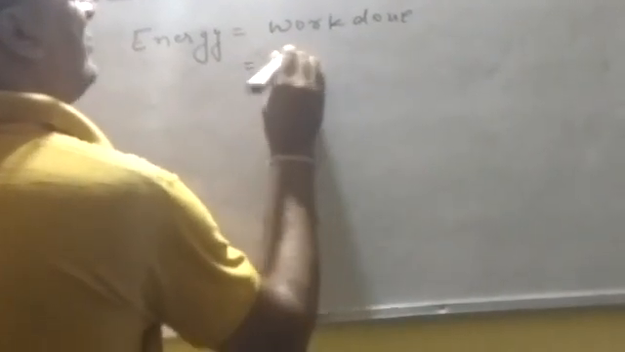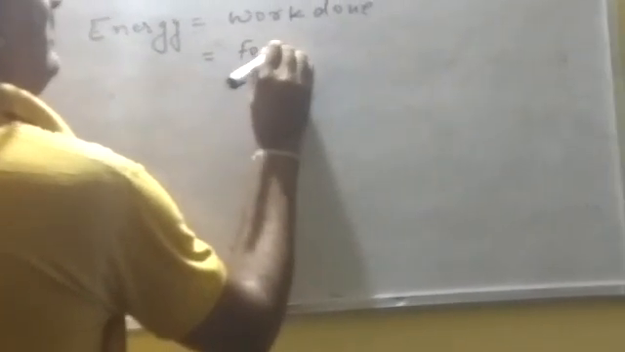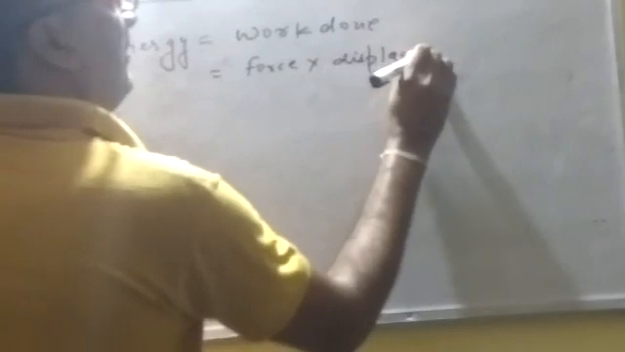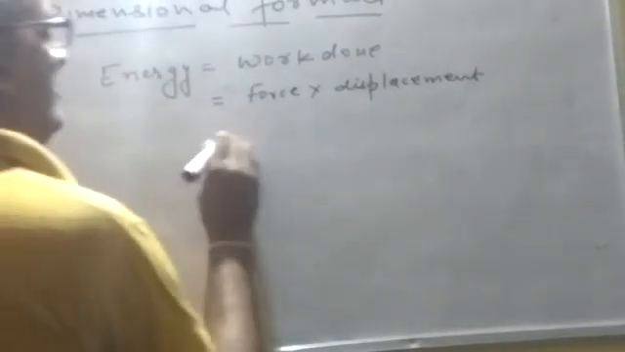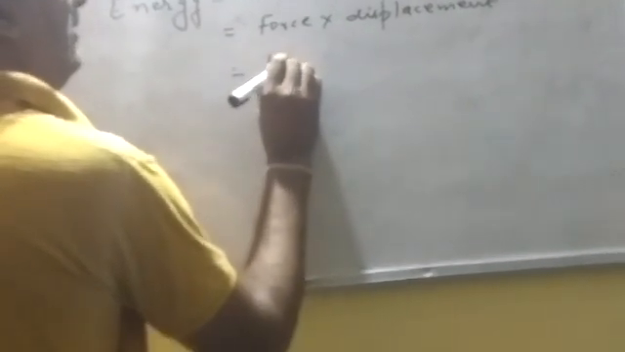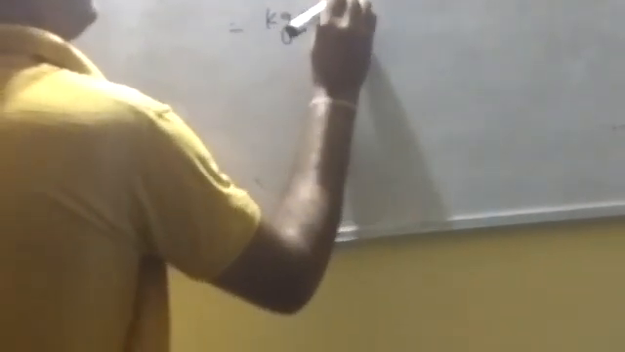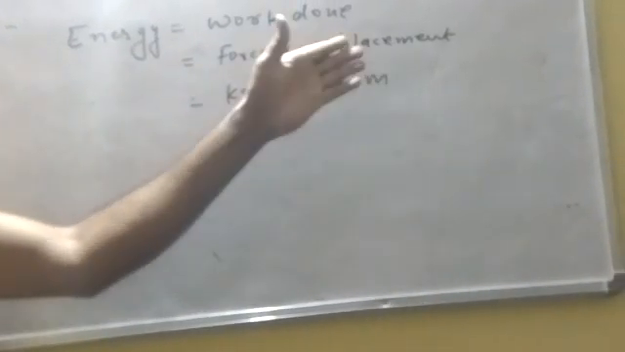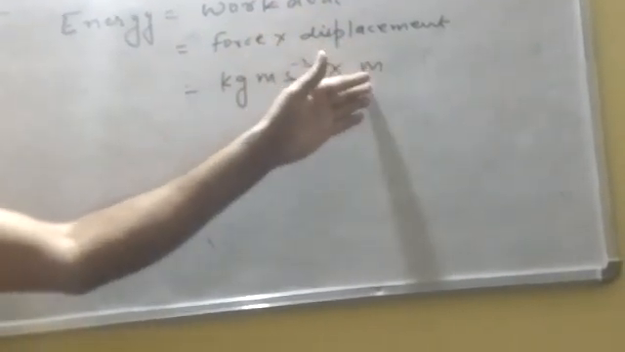Work done is force into displacement. हम इसको लिखते हैं force into displacement. So force is what? Force we know अभी हमने लिखा था, that is kg meter per second square. Into displacement is what? That is in meter, because displacement is a length, it's a distance. So the SI unit of displacement will be meter.